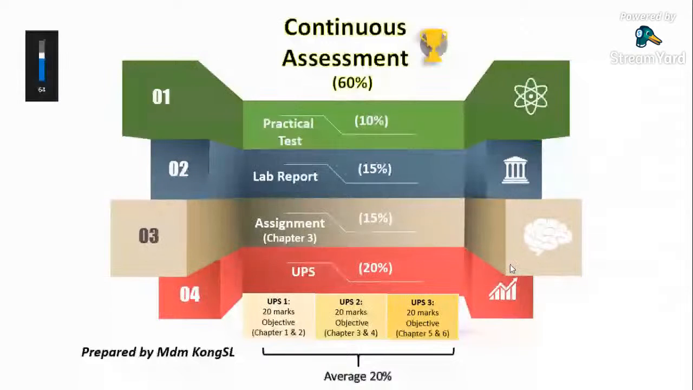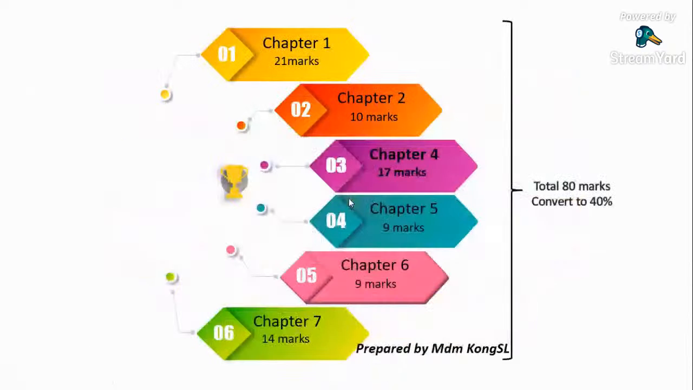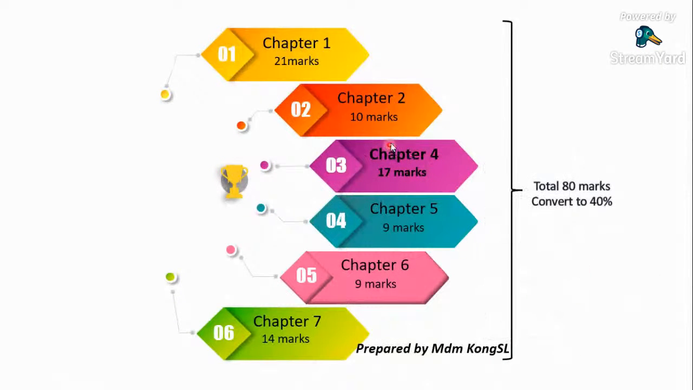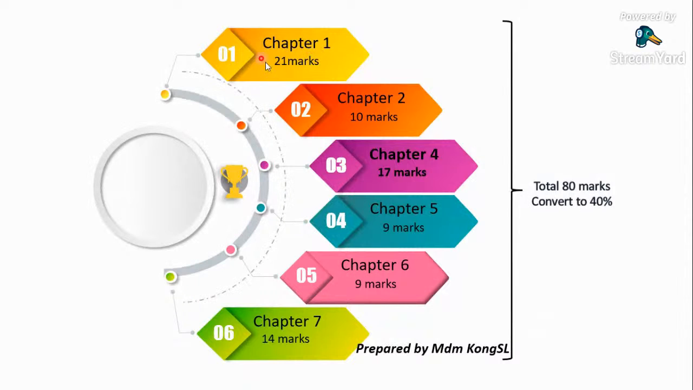Okay, and this one we discussed before. This is the continuous assessment, so I think you all should have no problem already. Today we are going to check chapter 4, chemical bonding. If you check, the highest weightage is chapter 1, 21 marks. After that is chapter 4, then followed by chapter 7.